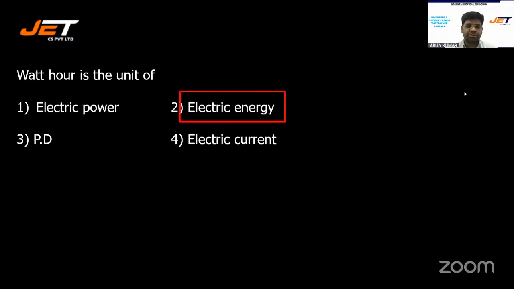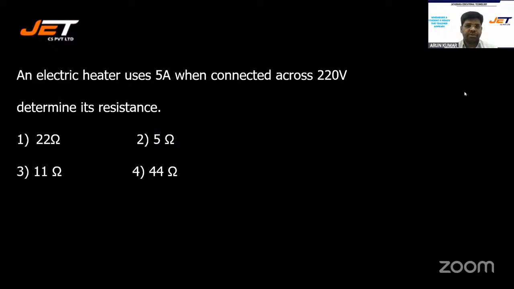Electric energy, students, alright. An electric heater uses 5 amperes and is connected across 220 volts. Determine its resistance.